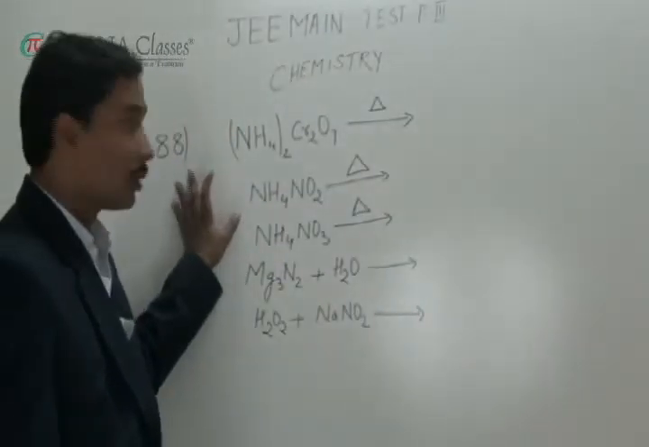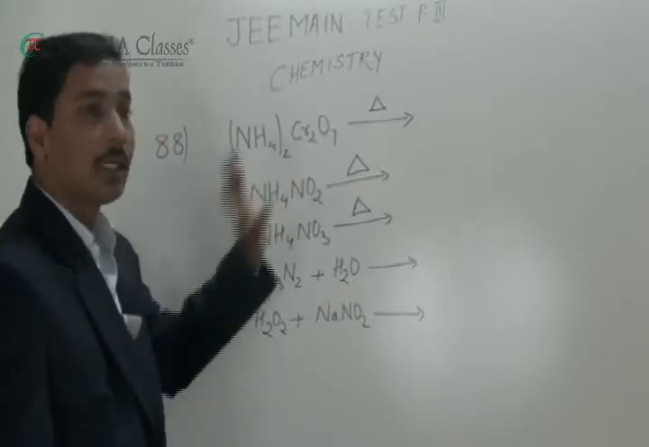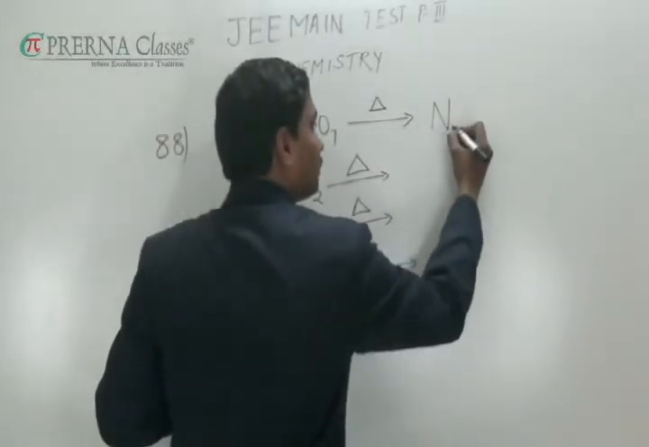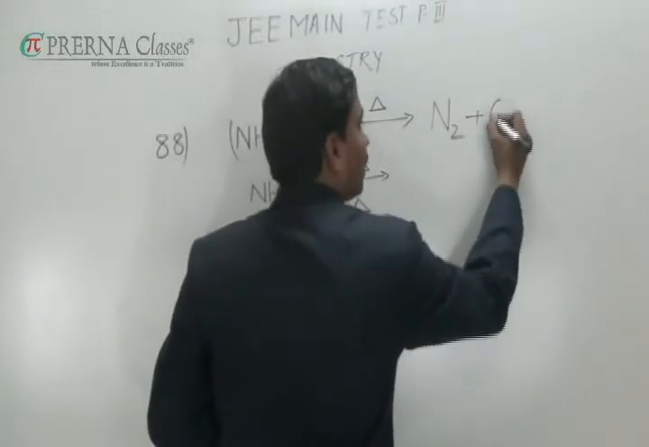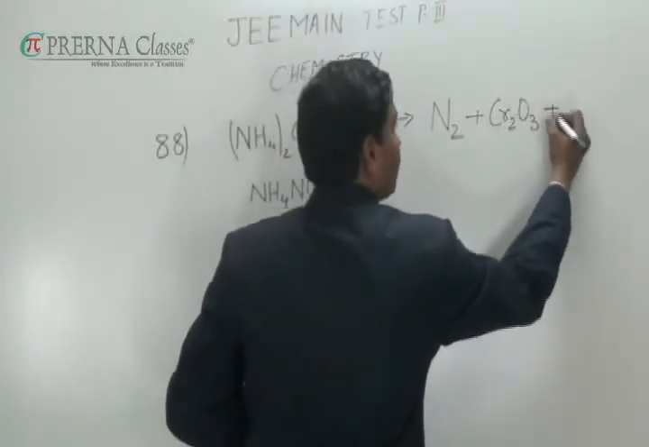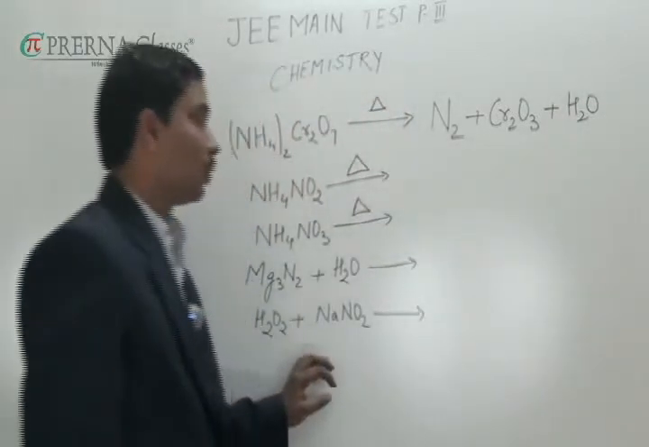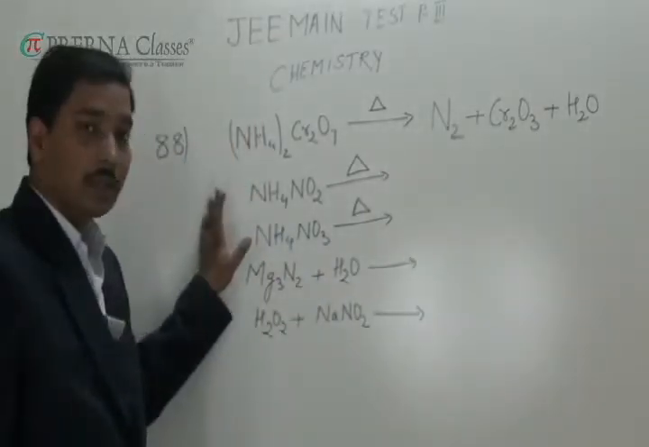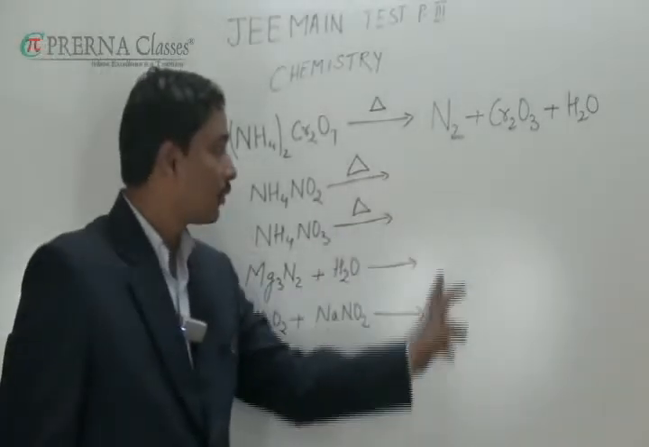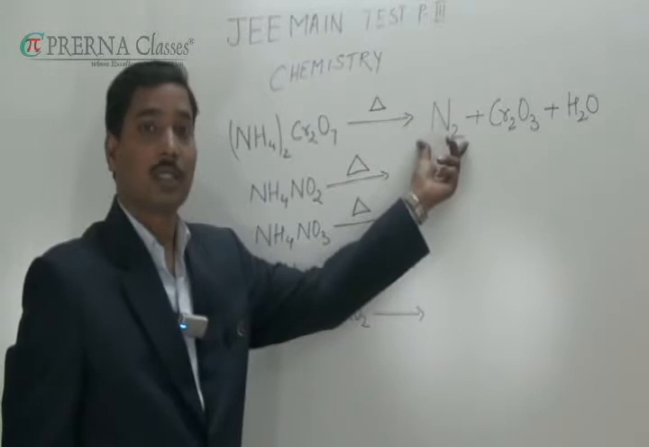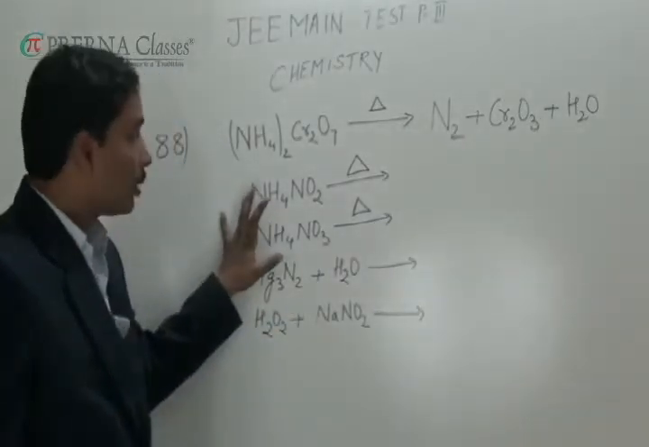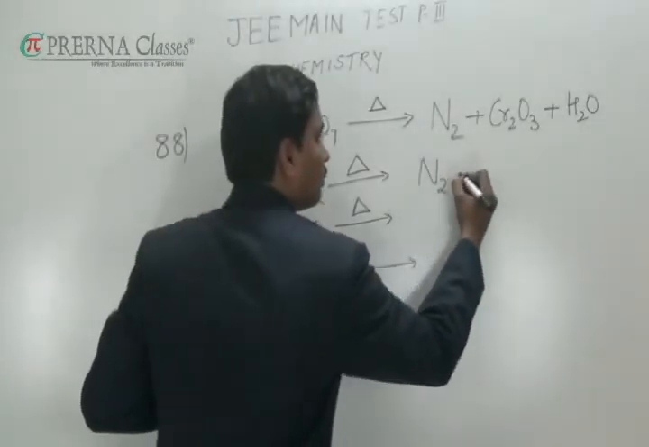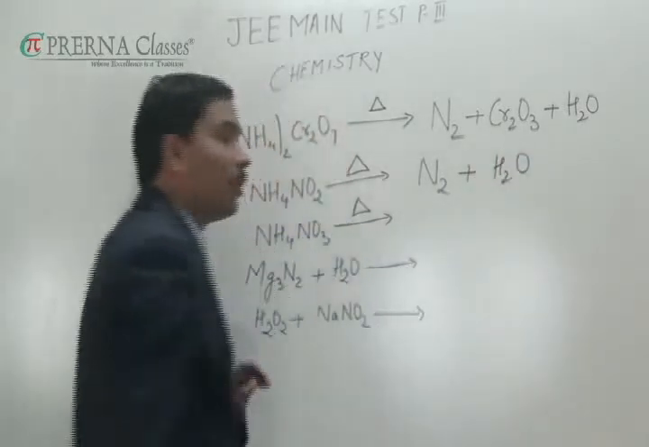Now question number 88. The given question is ammonium dichromate on heating. Ammonium dichromate on heating produces nitrogen gas plus Cr2O3 plus H2O. So these three are the products, N2, Cr2O3 and H2O. Four options are given, and you have to answer which of these will produce the same nitrogen gas. The first one, ammonium nitrite on heating, produces N2 plus H2O.